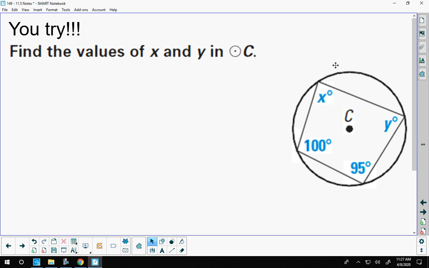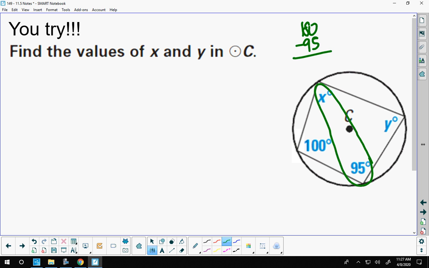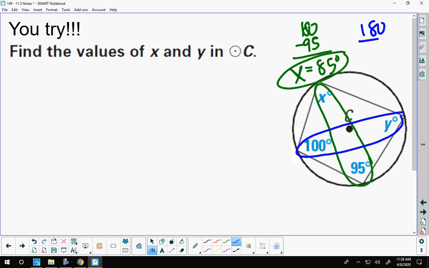So 2 more examples. Opposite angles add up to 180. So x plus 95 equals 180. So I'm just going to do 180 minus 95, and that gives me x equals 85 degrees. And then y and 100 add up to 180. So 180 minus 100 is 80 degrees. So y equals 80 degrees.